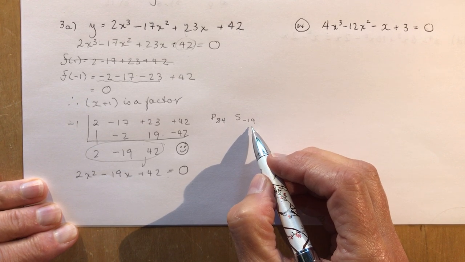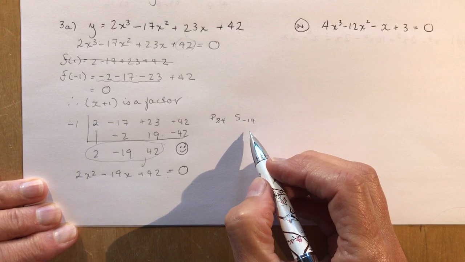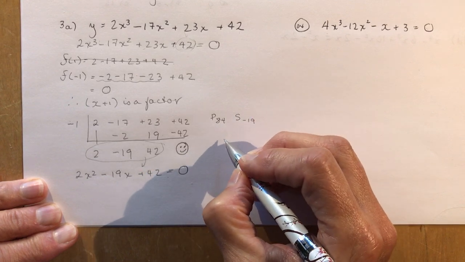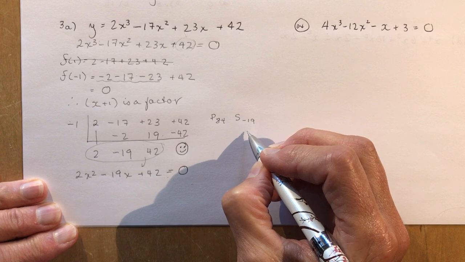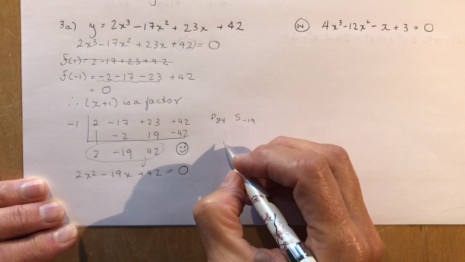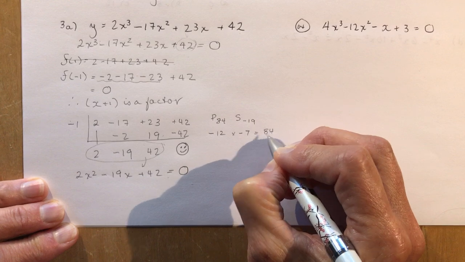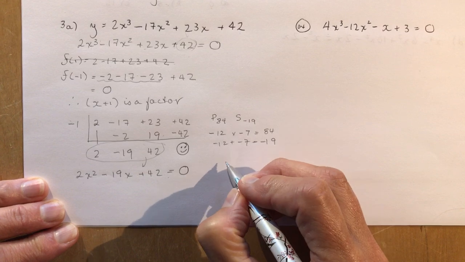Sum of minus 19 and a product of 84. What works, guys? Help me out. Help me, Miranda. I know it's doable. Twelve and 7, right? Minus 12 times minus 7 would give me 84, and minus 12 plus minus 7 would give me negative 19. So those are my two magic numbers.